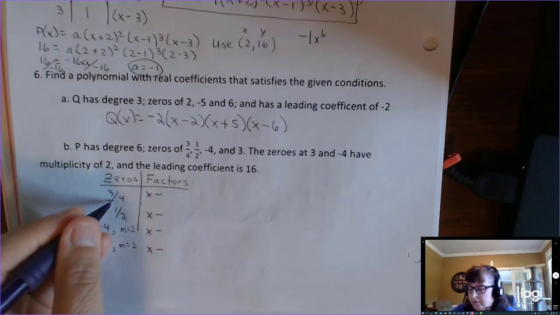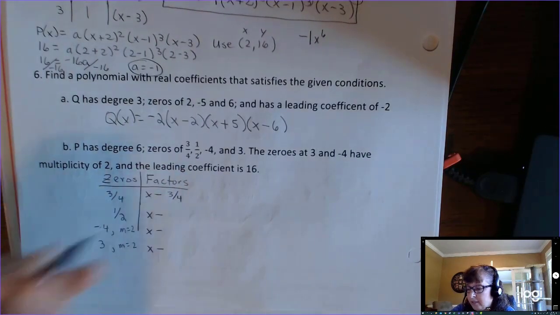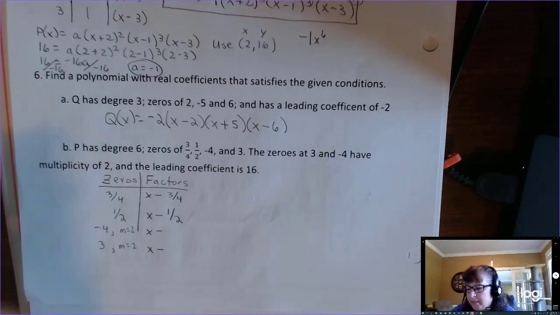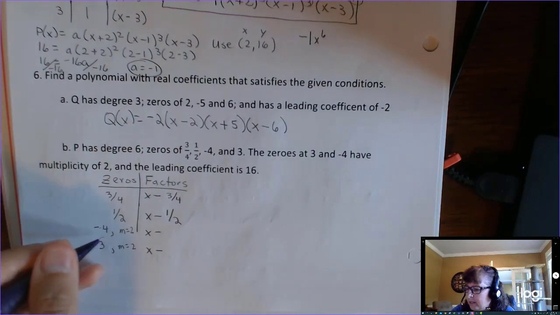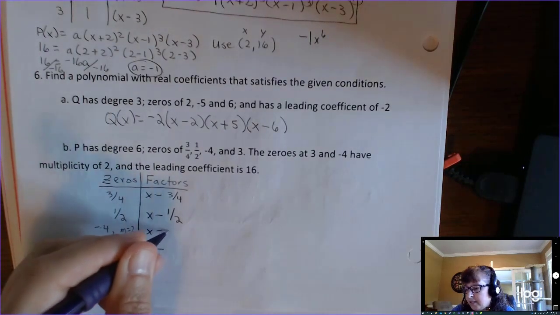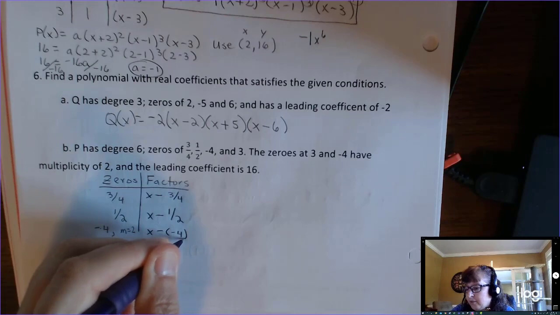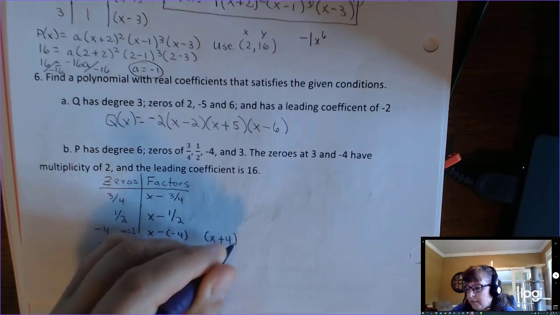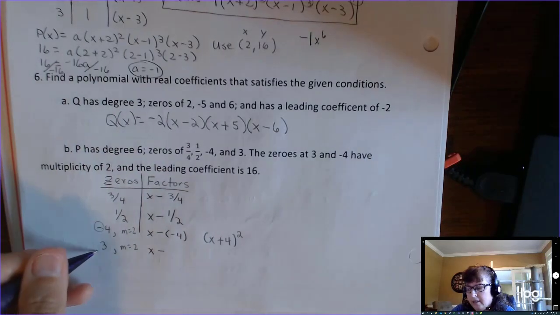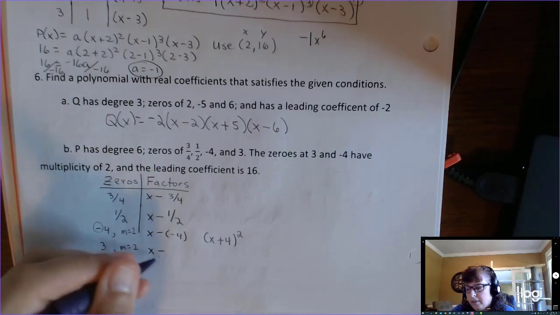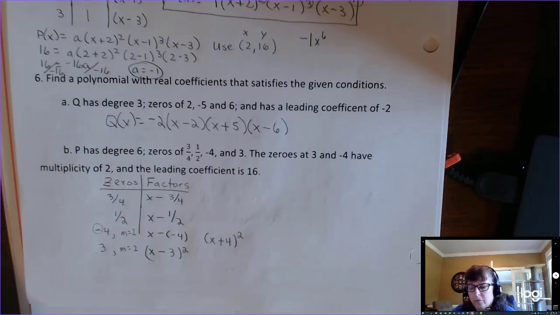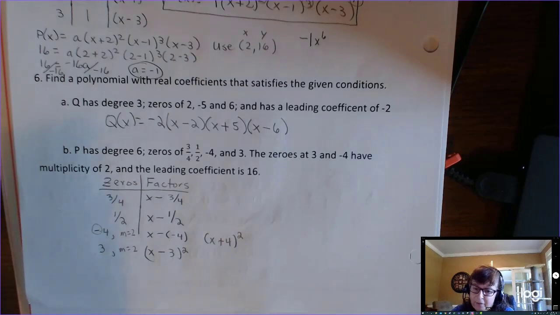So if the 0 is 3/4, the factor is going to be x minus 3/4. If the 0 is 1/2, the factor is going to be x minus 1/2. If the 0 is negative 4, but the multiplicity is 2, it's going to be x minus a negative 4, which is x plus 4, and then the multiplicity is 2. It's the opposite of what you see. Okay, if the 0 is 3, then the factor is going to be x minus 3, and the multiplicity is going to be 2. Okay, but not so fast.